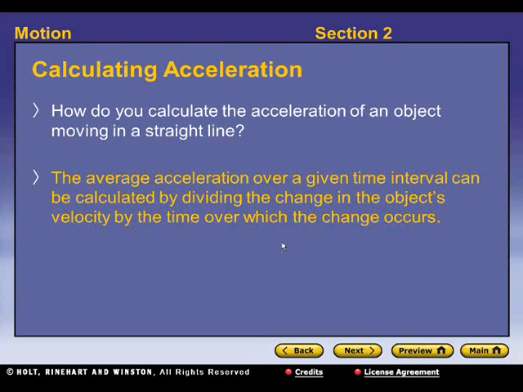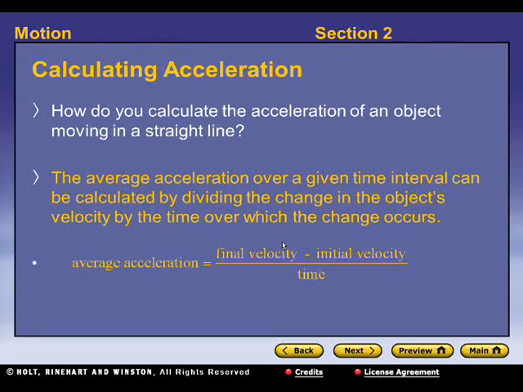So how do you calculate acceleration of an object moving in a straight line? Average acceleration over a given time interval can be calculated by dividing the change in the object's velocity by the time in which that change occurred. So you can see here the formula. Average acceleration is the final velocity minus the initial velocity divided by time. And that final velocity, remember, is whatever the velocity is at the end. Initial just means whatever the velocity is at the beginning. In shorthand or symbol form, a is equal to vf minus vi over t.